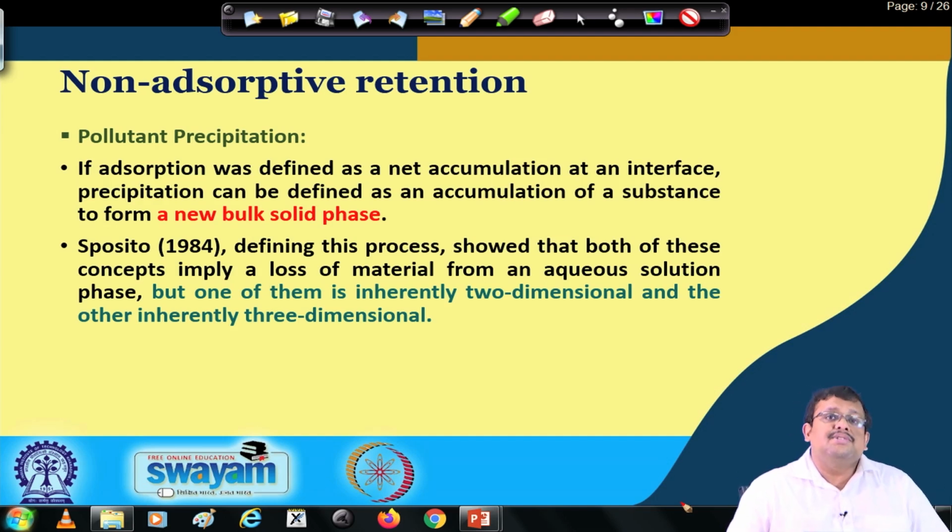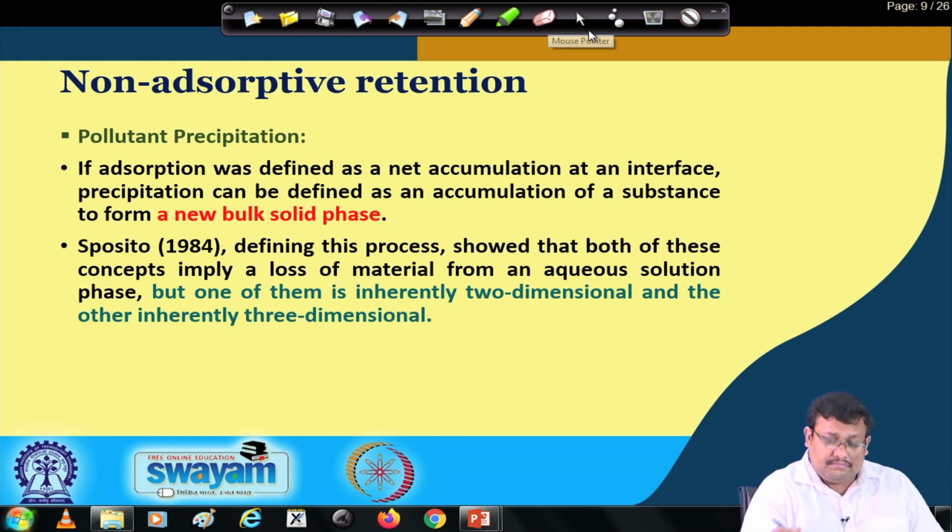Now, the scientist Sposito has defined this process and showed that both of these concepts imply a loss of material from an aqueous solution phase, because all these ions are present in the aqueous solution phase, and from there they get either adsorbed or precipitated in a new bulk solid phase. However, the adsorption process is two dimensional and the precipitation process is inherently three dimensional in nature, because it is forming a new bulk solid phase. So, this is the difference between these two.